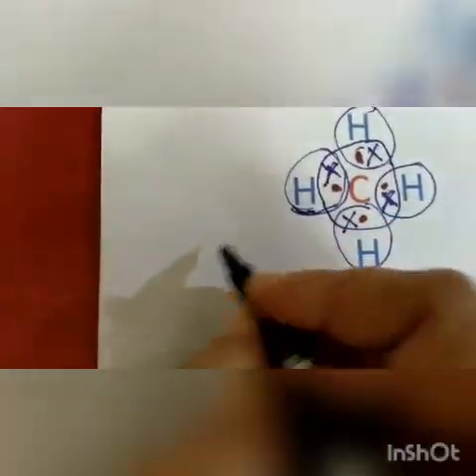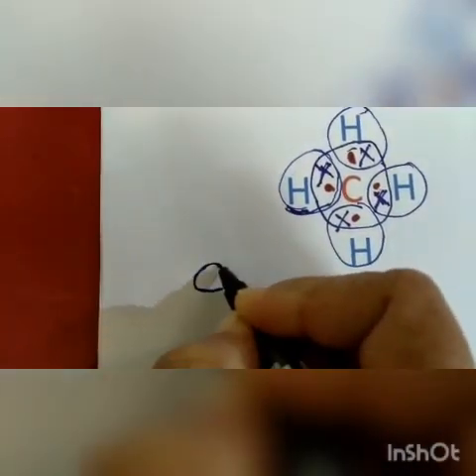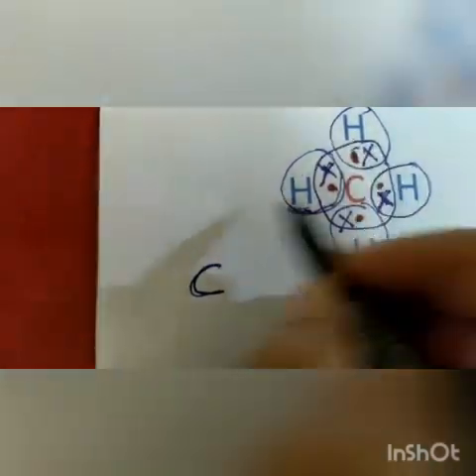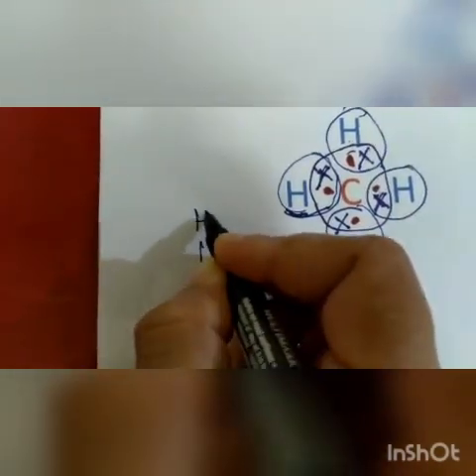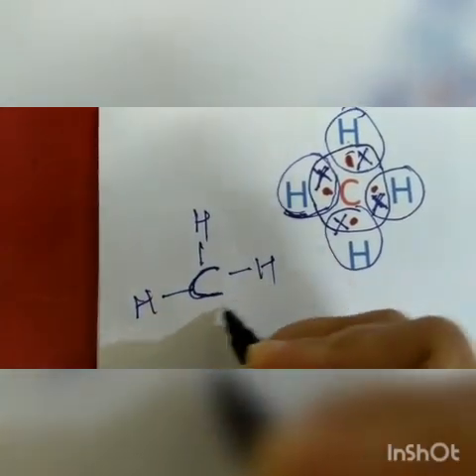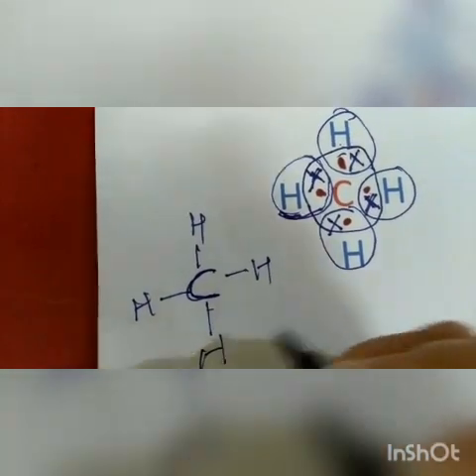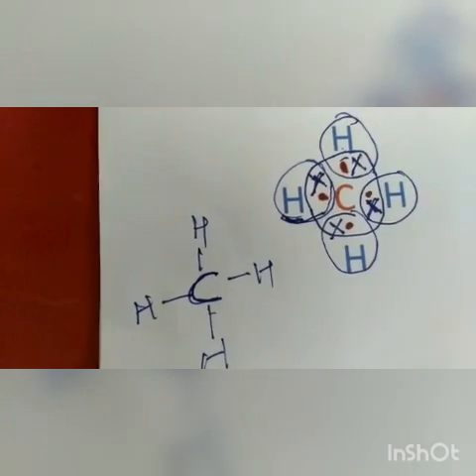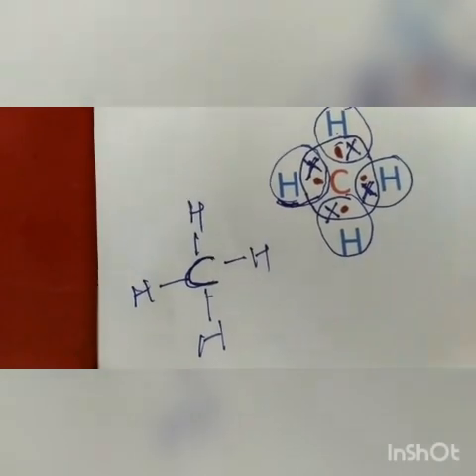If I ask you to write the structural formula, it is this. This is carbon. Between carbon and hydrogen, 1 electron is shared, so it is a single bond. Here also, here also, here also. I hope it is clear to everyone.